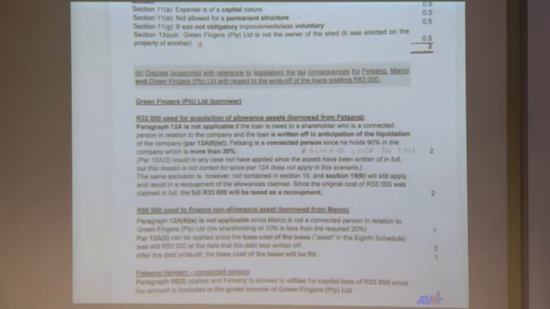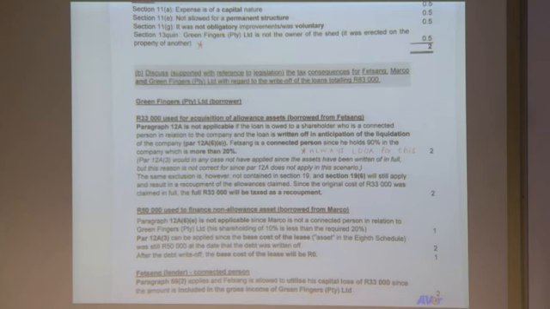Okay, so the second part, question 1b, we asked you to discuss supporting with reference to legislation. Make sure that when you see the question, you check, are we asking you for the reference to legislation or not? Okay, in this question we did want reference to legislation. So we said discuss the tax consequences for Fetsang, Marco and Green Fingers. So Fetsang and Marco are the lenders, and then Green Fingers is the borrower. So you have to discuss it from both perspectives.